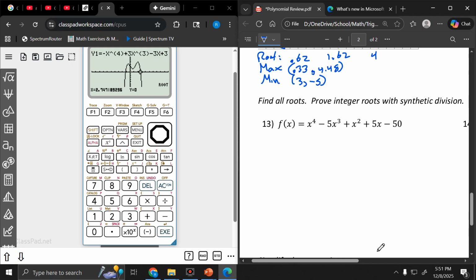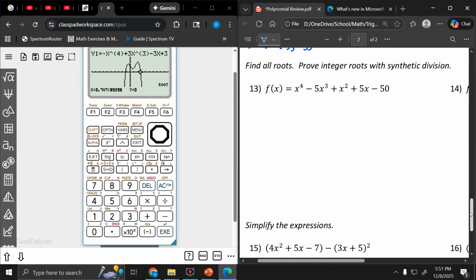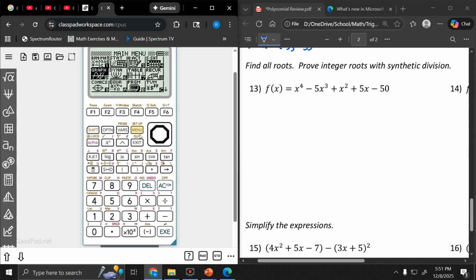Now, we're getting there. Almost done. It says find all the roots. Prove integer roots with synthetic division. So, again, synthetic division, you need to interpret your answer. So go ahead and try number 13. Find all the roots, or in other words, if this were 0, solve this.